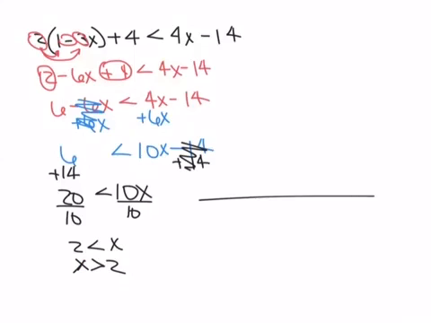And again, if you're graphing it, you're going to get 0, 1, 2. You're going to get an open circle because it is not equal to 2, but it is greater than 2. And we end up with a graph that looks like that.